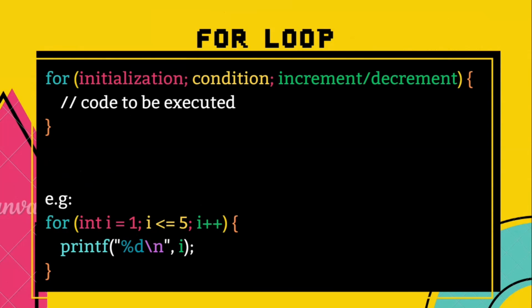Let's go through the syntax of the for loop. For, inside parentheses, initialization, semicolon, condition, semicolon, increment/decrement. Then inside curly braces, you have to write the code to be executed.